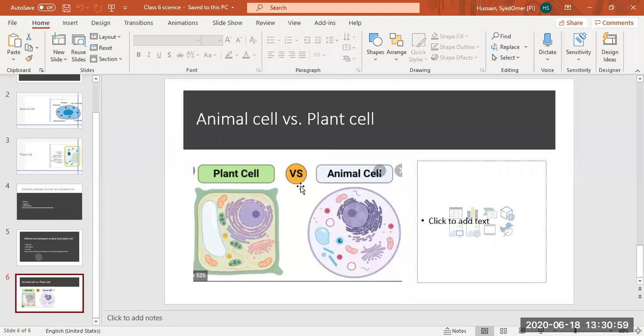What are they telling you? Plant cell versus animal cell. These three structures which are present in a plant cell are not present in an animal cell, as it is clear from the diagram as well. You can just look at this diagram and understand that these three structures, this one, these chloroplasts, and this outer cell wall, are not present in an animal cell but are present in a plant cell.